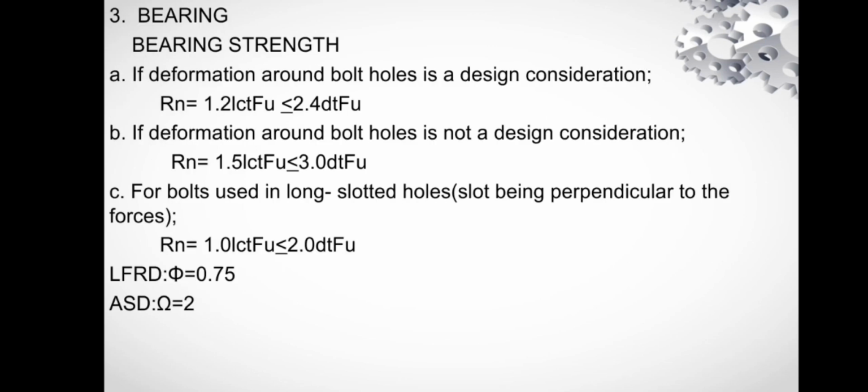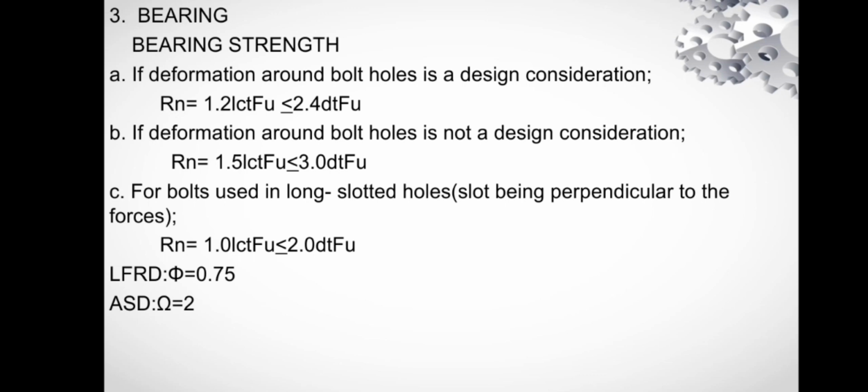So next is the bearing. Bearing strength. In bearing strength, there are three cases. First, if deformation around bolt holes is a design consideration, we must use this formula where Rn is equal to 1.2 Lc t Fu, less than or equal to 2.4 d t Fu.